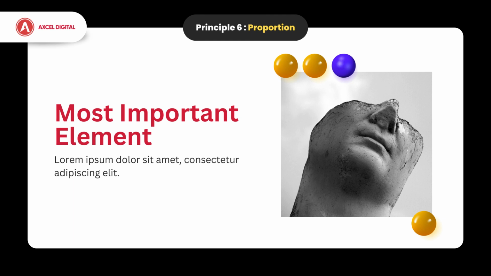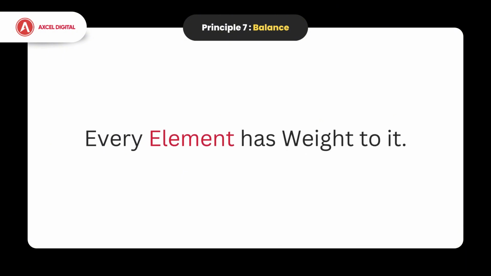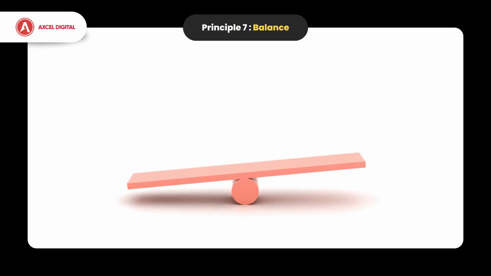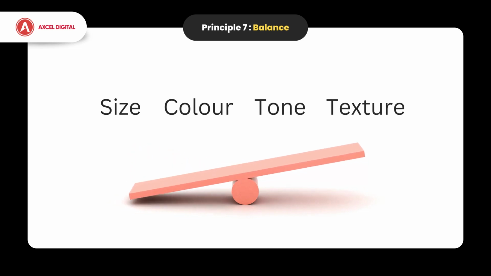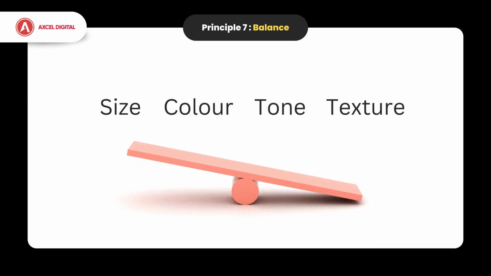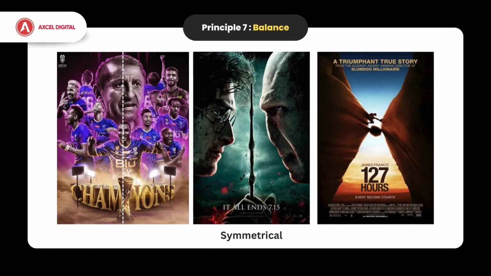Once we have our elements in proportion, it's time to look at how they are balanced. It is important to understand that every element has weight to it, whether it is in the form of size, color, tone, or texture. For a design to be balanced or imbalanced refers to the visual weight within your design. We can also balance our design symmetrically or asymmetrically. Symmetrical designs give a sense of security to the viewers as it is well structured and everything looks like it is in the right place. It's safe but can also be boring.